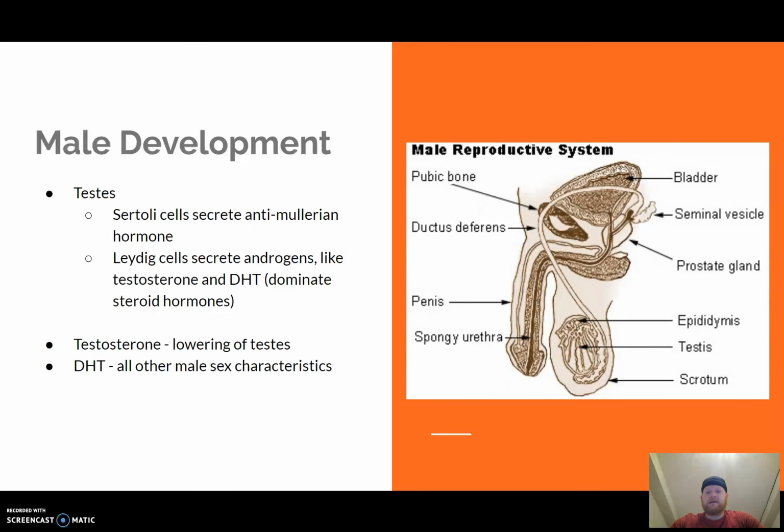So basically the testosterone is going to be in charge of making sure it pulls and lowers the testes out, so that rather than being up inside like the female, they'll be external. And the DHT is there for all other male characteristics, okay, basically completely structural in nature.